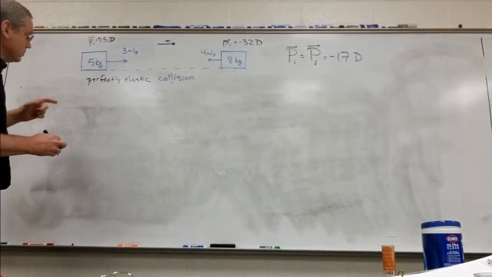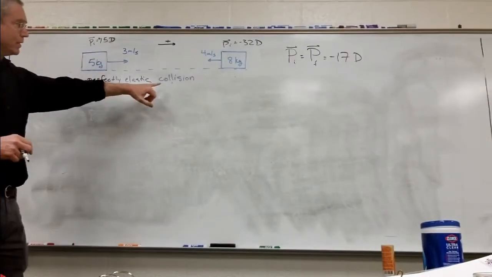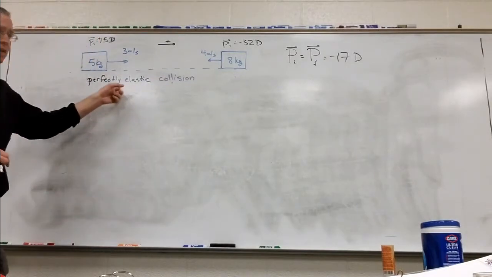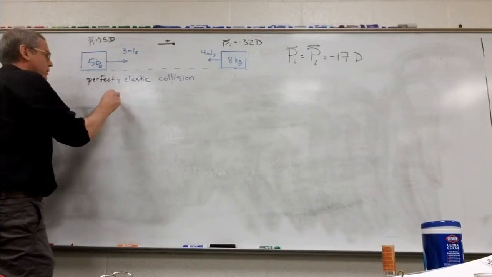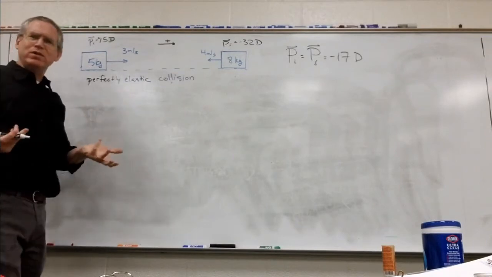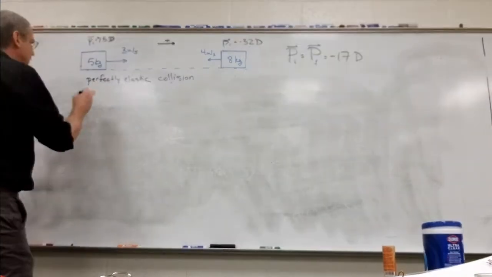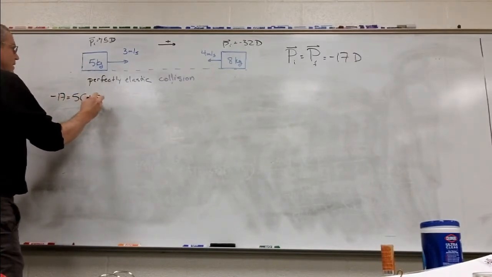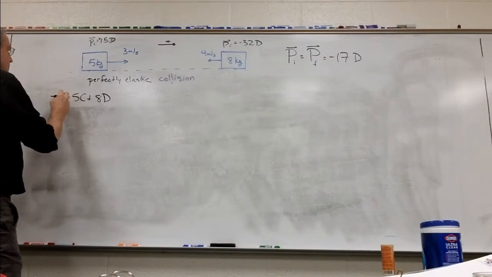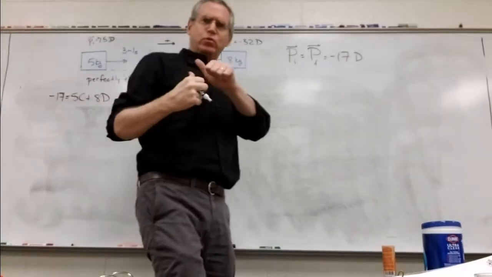So momentum is conserved, collision. Perfectly elastic, kinetic energy is conserved. And so we start out with, well, we have the same equation as we did on the last video. We have negative 17 is equal to 5c plus 8d. All right, so there's one.